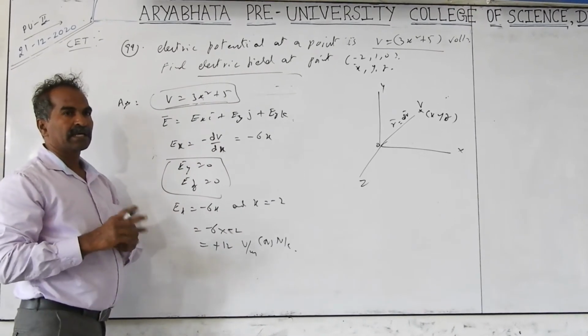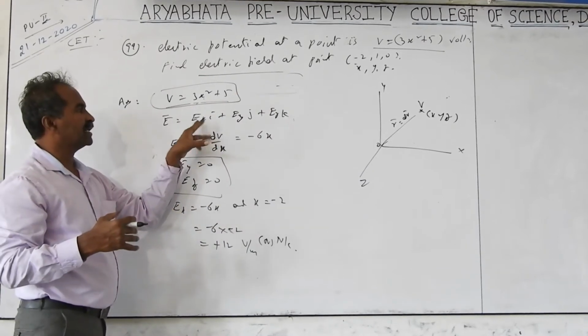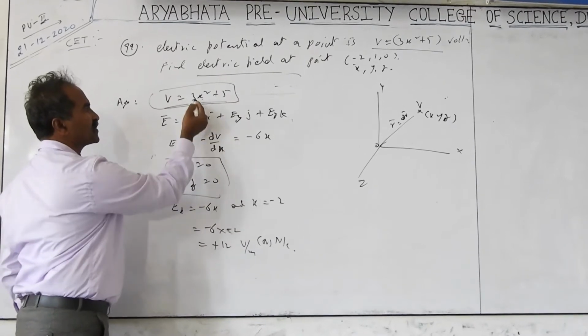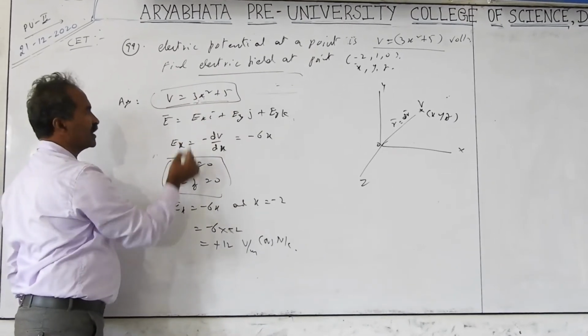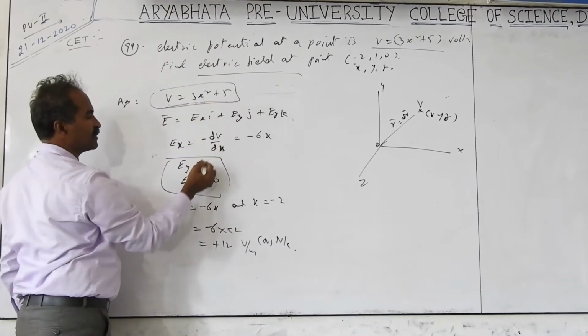The relation between E and V is E equal to minus dV by dr. Here r is a position vector with x, y, z, but we are taking Ex, Ey, Ez separately. Ex means minus dV by dx, differentiating with respect to x. Ey is the differentiation of V with respect to y. There is no y component, so that becomes equal to 0.